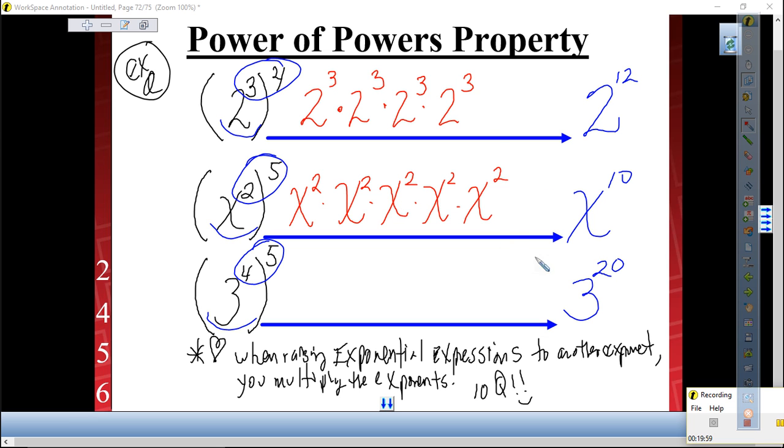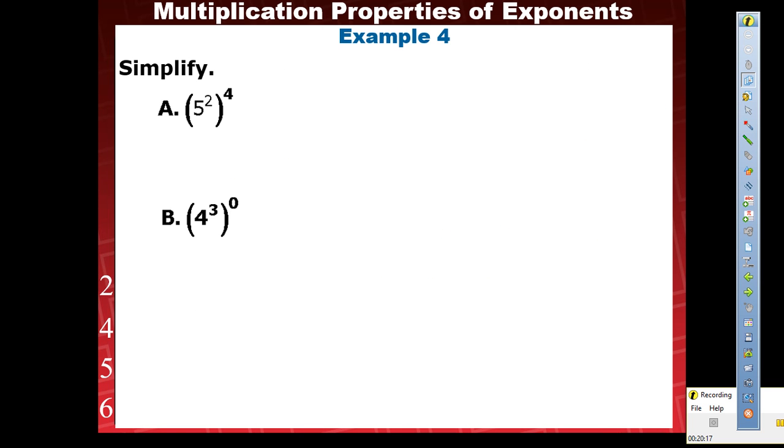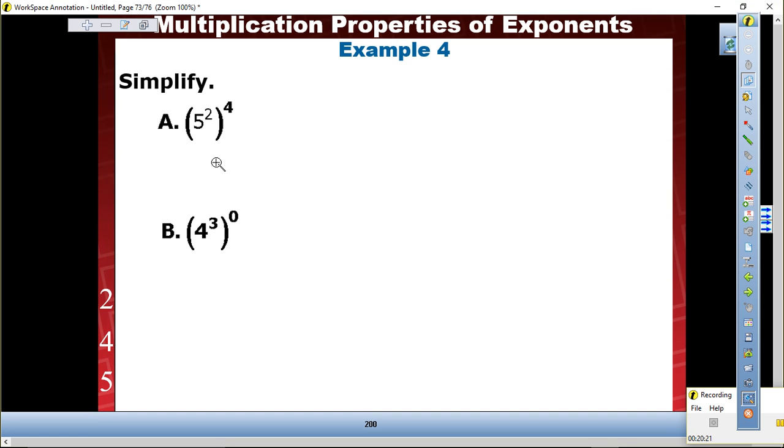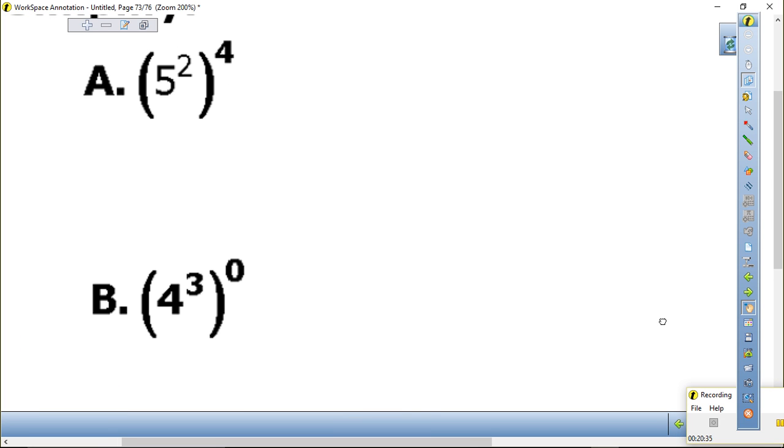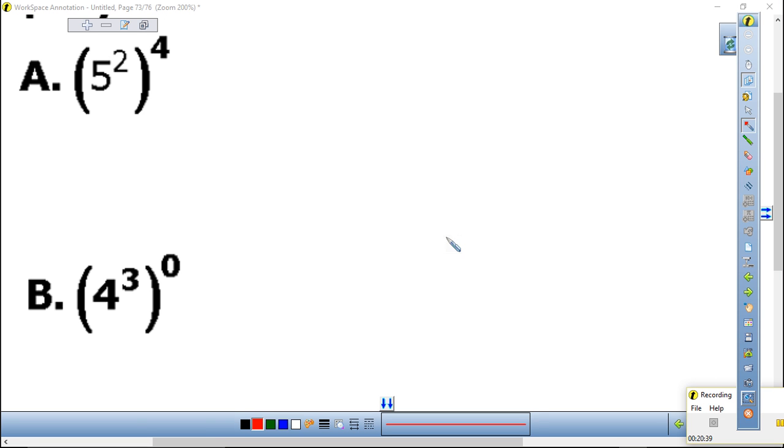Okay? We got this? Ready for practice? All right, here we go. Copy these, please. Example 4A and 4B. Example 4A is parentheses 5 squared to the 4th power, and then 4B is 4 cubed raised to the 0 power. Copy that. You got 20 seconds. Go. Okay, here we go.